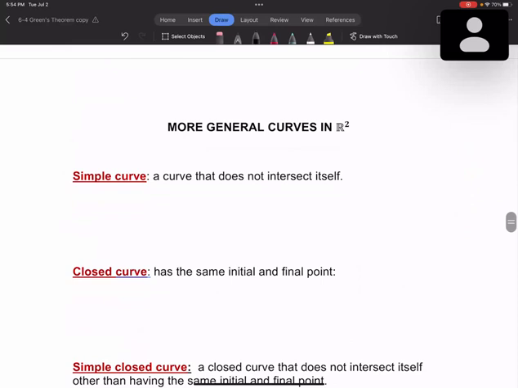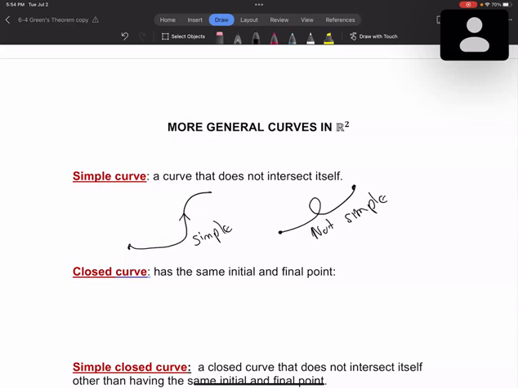So a simple curve is a curve that does not intersect itself. So the curve is simple. This is simple. And this is not simple, because this one is intersecting itself. So not simple.